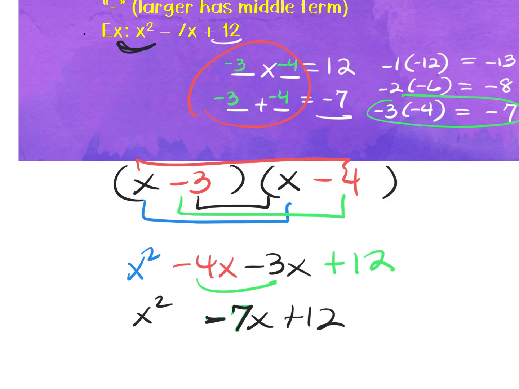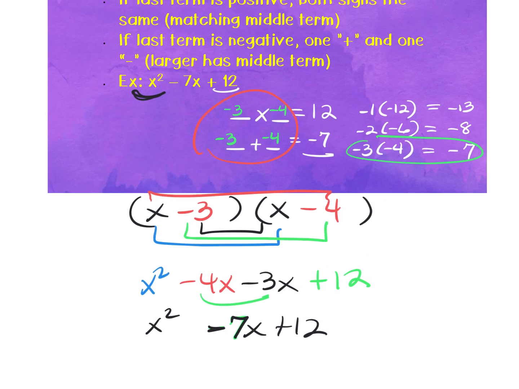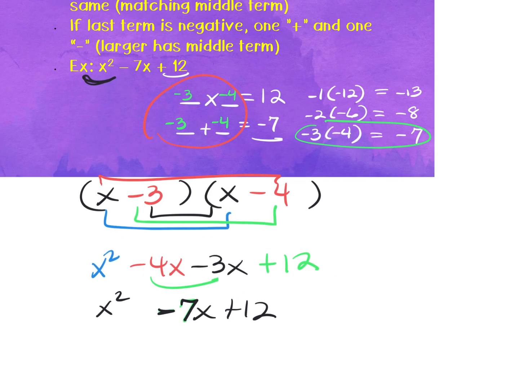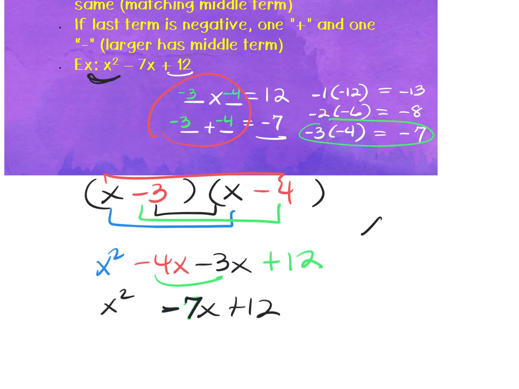Now, you can also do this by grouping if you choose. But again, when that number in front of x squared is a 1, just focus on that last number, looking for those factors that will combine to give you the middle term. Also, when you write your answer, if you prefer to write x minus 4 and then x minus 3, the order of your binomials doesn't matter.